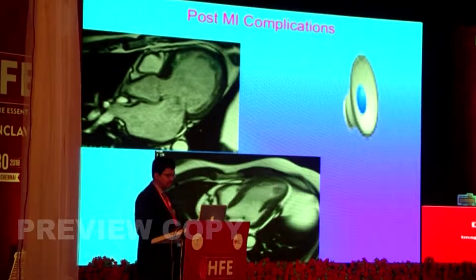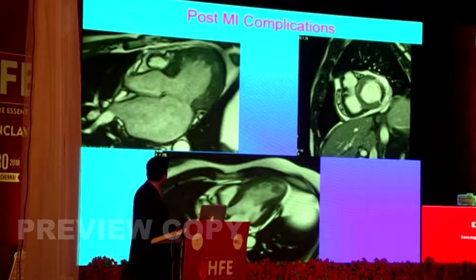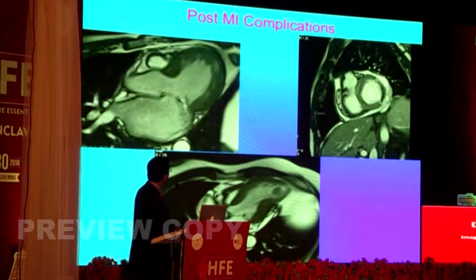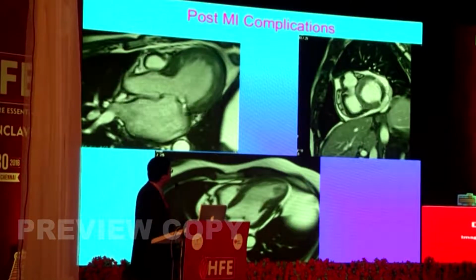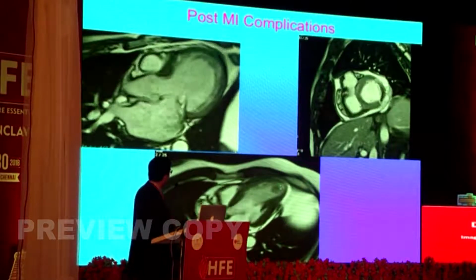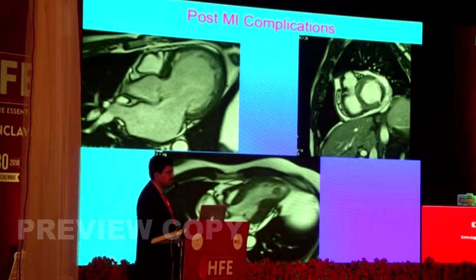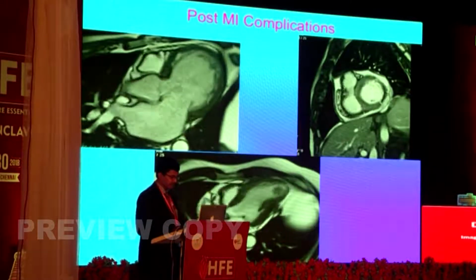What about post-MI complications? You can clearly see here that severe MR, post-MI myocardial rupture, which again is a very gray area in 2D echo, and also the presence of aneurysm and thrombus early after MI can be distinguished very well on the MR.